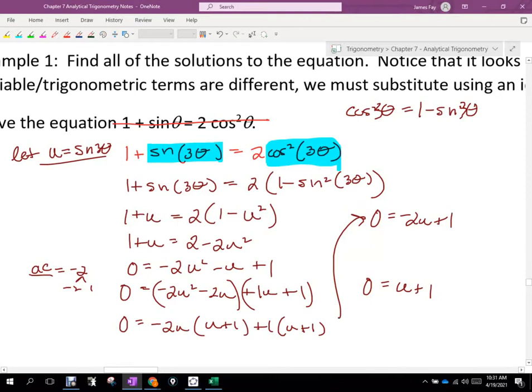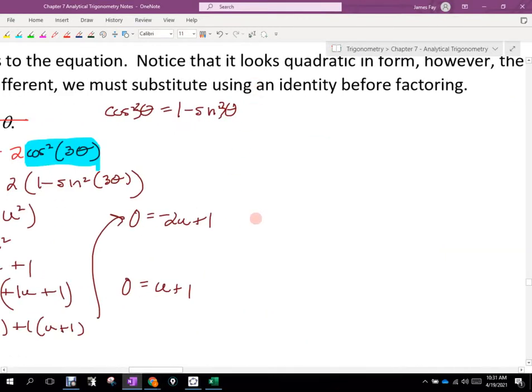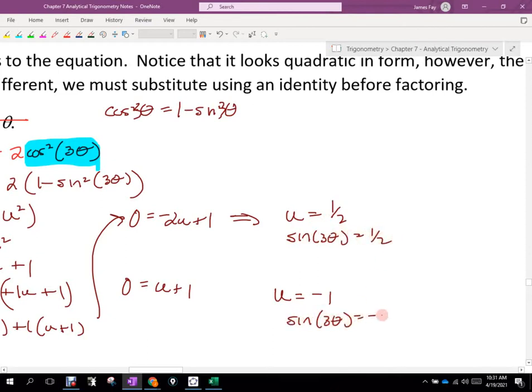Sine of 3 theta. So as I go through, I should probably even solve this for u before I make that substitution back in. That's going to give me u to be 1/2, and it's going to give me u to be negative 1, right? So now, sine of 3 theta is my 1/2. Sine of 3 theta is my negative 1.